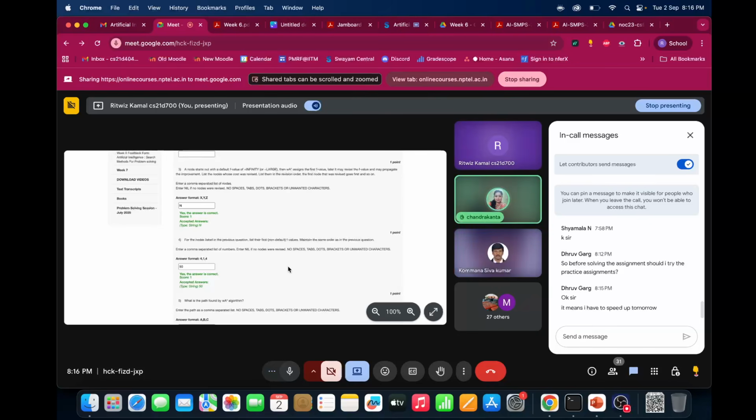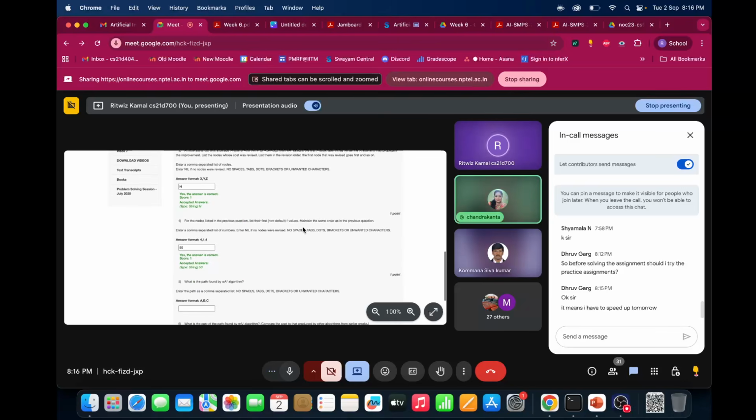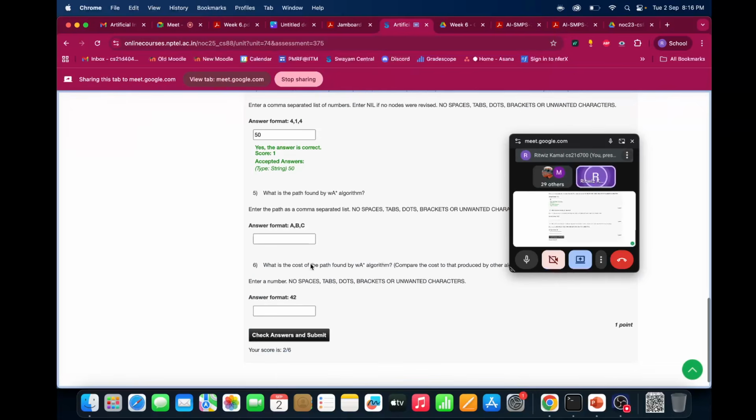For the practice test also, we are not able to see the solution. No, for seeing the solution, you have to fill in at least one of the boxes and click on check answers and submit. Then you will be able to see the solution.